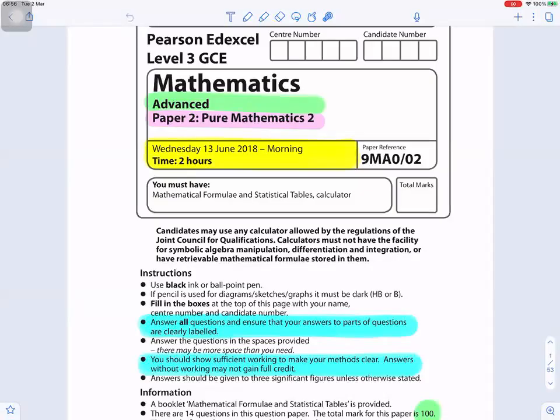Edexcel, PU Mathematics, Paper 2, Advanced Level 9MA, June 2018. Answer all questions and ensure that your answers to parts of questions are clearly labeled. You should show sufficient working to make your methods clear. Answers without working may not gain full credit.